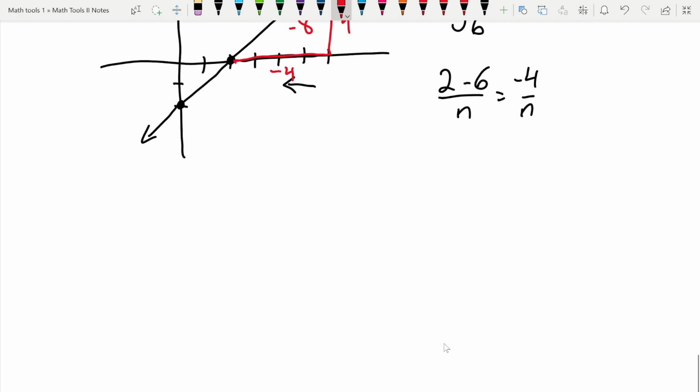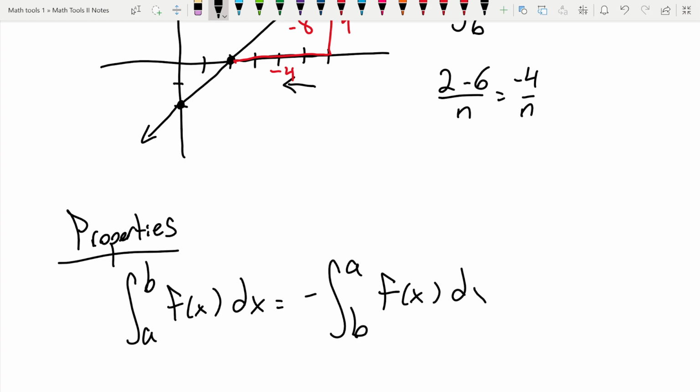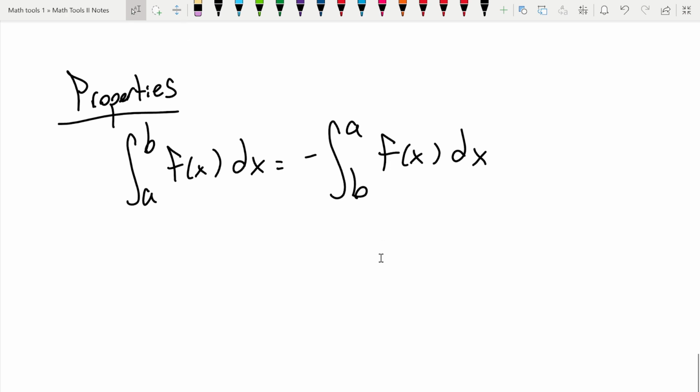So this does lead to our first property of the definite integral. One property is that the integral from a to b of f of x dx is equal to the negative of the integral from b to a of f of x dx, because all this essentially is doing is flipping the sign of your width. So it's just going to be the negative of the other version. Let's call this property 1.